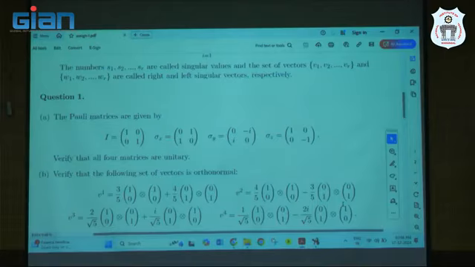Okay, first question. The Pauli matrices, named after the physicist Wolfgang Pauli, are identity, sigma x, sigma y, sigma z. Verify that all 4 matrices are unitary. Now I need a volunteer who will help us verify that all of these matrices are unitary.